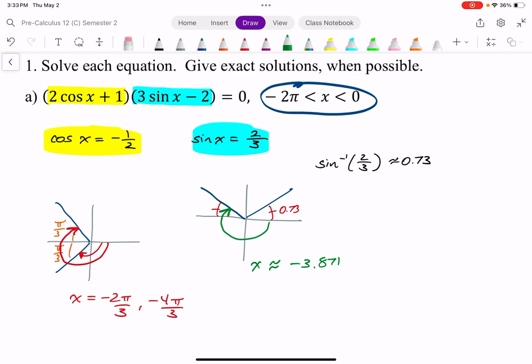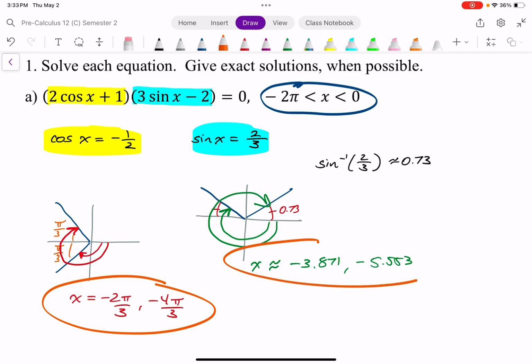And I also have this angle from here to here, which there's various ways of calculating. It's almost -2 pi. It's -5.553. And so in this case, I had two exact solutions, two approximate solutions in this restriction.